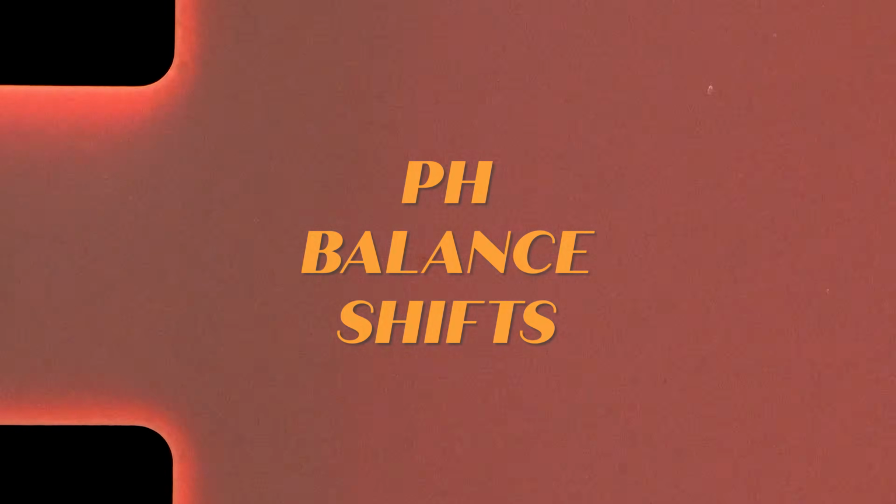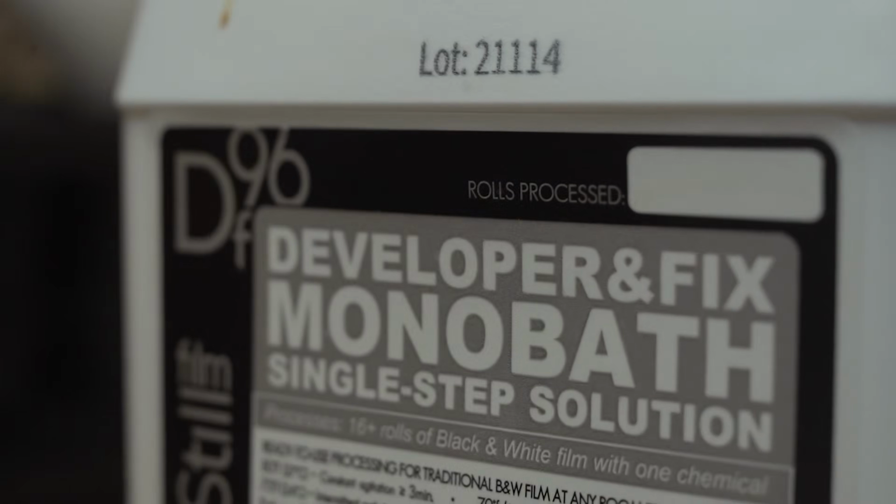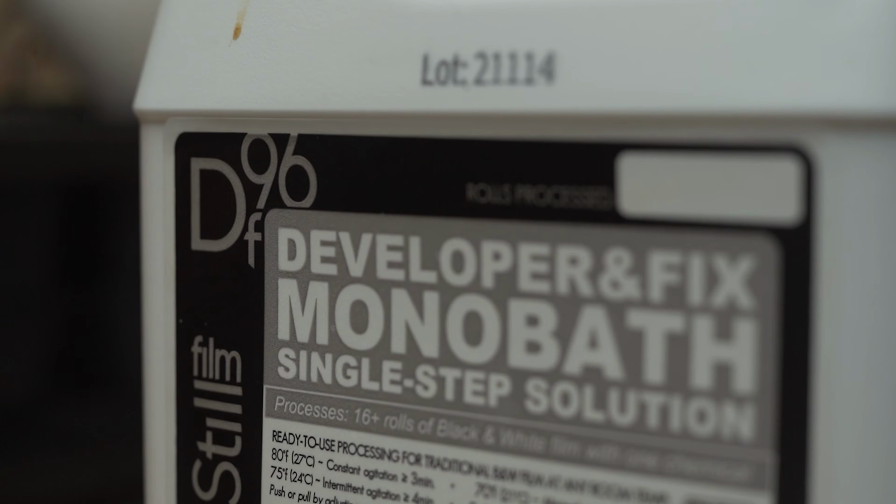The second potential cause of reticulation is pH balance shifts. And I think this is actually what happened to me. I was using Cinestill's DF96 monobath, and it was pretty close to the end of its life. It was pretty cloudy and starting to turn brown, and I was honestly worried that I wasn't going to get any results at all. And I think on top of that, the monobaths in general suffer from reticulation a little bit more commonly than other developers.